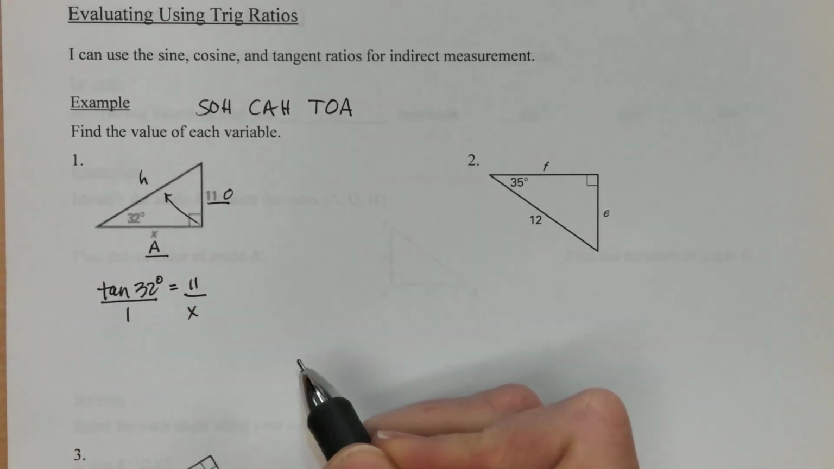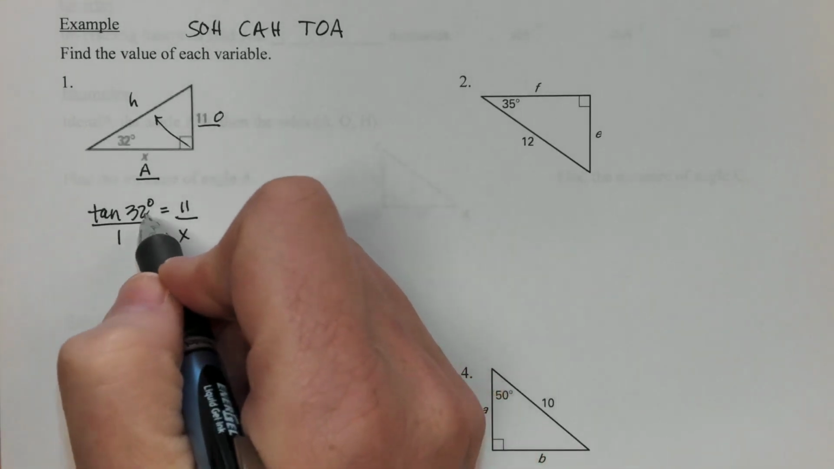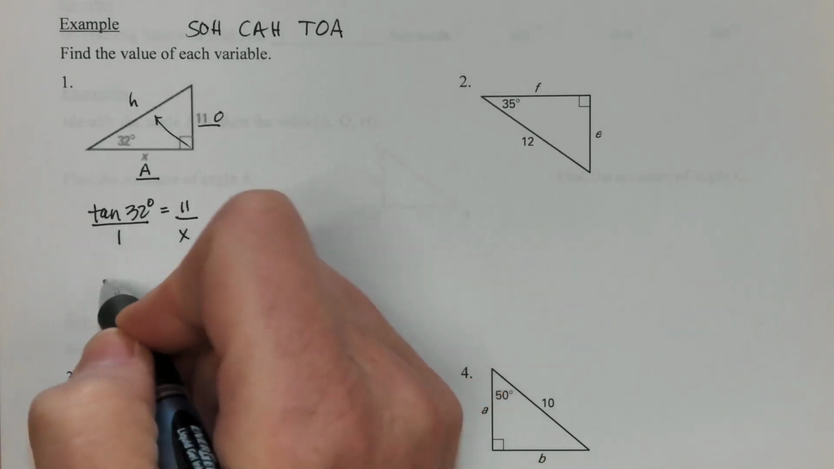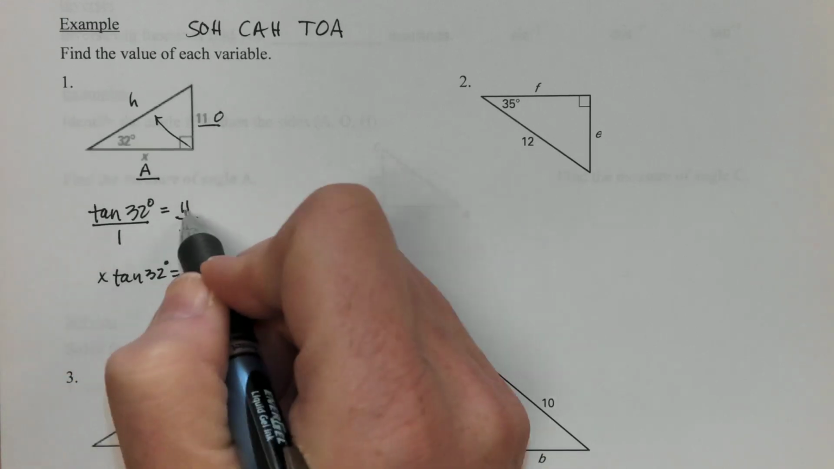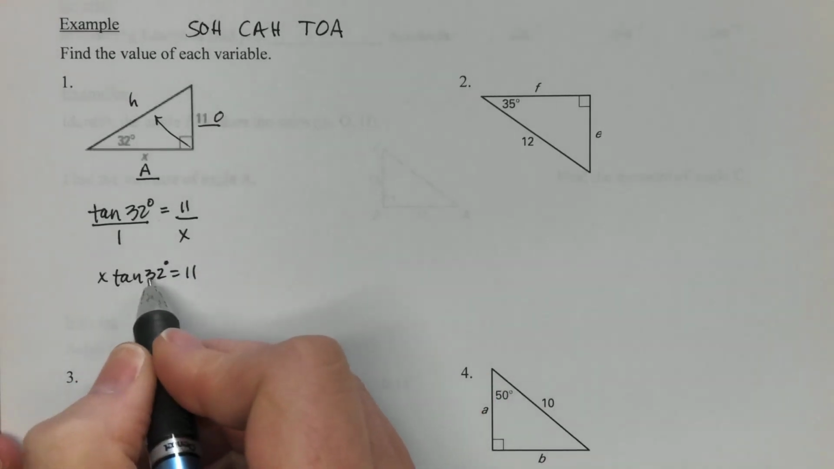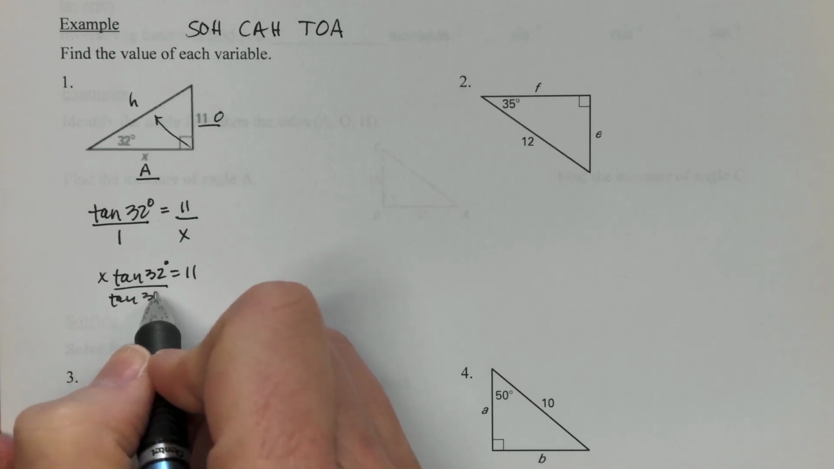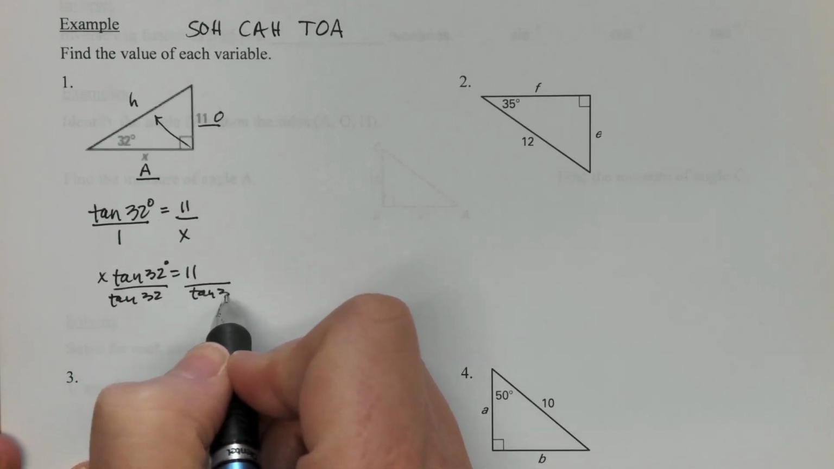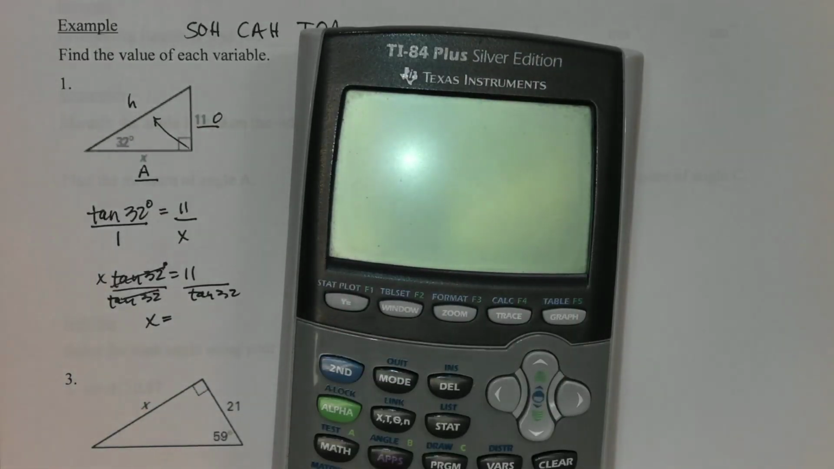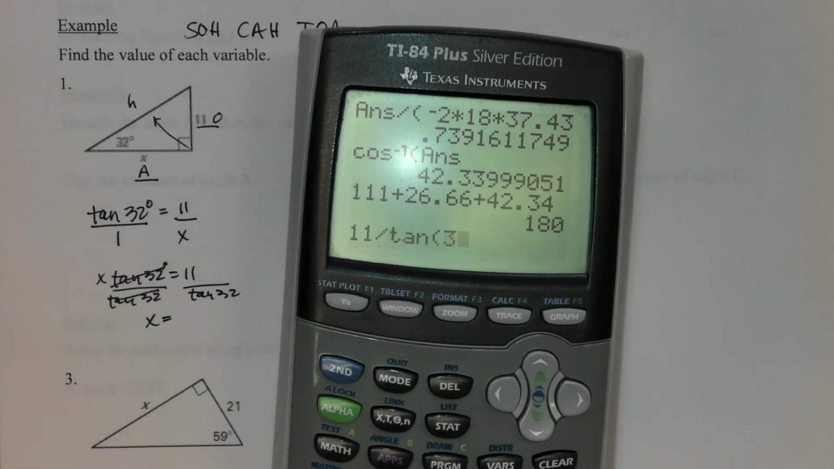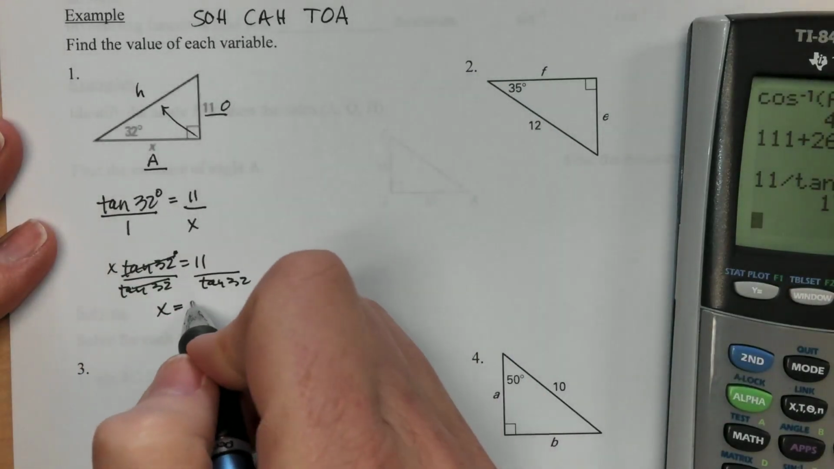I'll put that over a 1, and now we just have a cross multiply and divide problem. So I'm going to do tangent of 32 times x, that's my first diagonal, and then 1 times 11. And remember, this is just some cute decimal. We could type it in our calculator. We're just going to divide it off. So x is just going to be 11 divided by tan of 32. Got about 17.6.